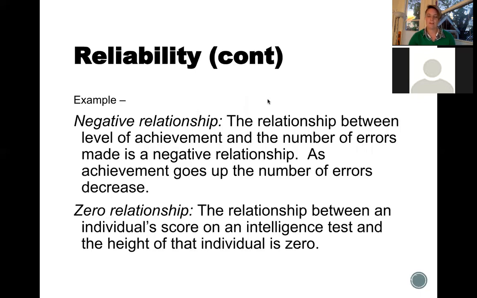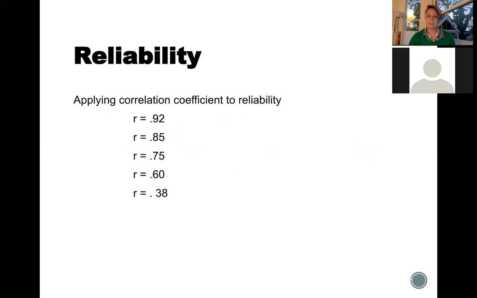Here are some definitions in case I didn't make sense to you. When you're looking for a correlation coefficient on a test, you're looking for something closer to 1. A strong correlation is considered to be above 0.60, so 0.60 and above are all strong. 0.38 is typically not significant.